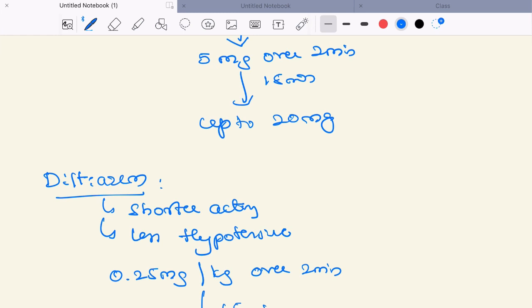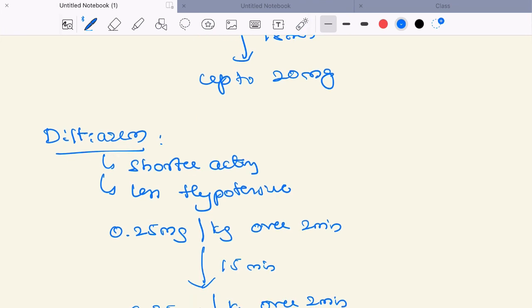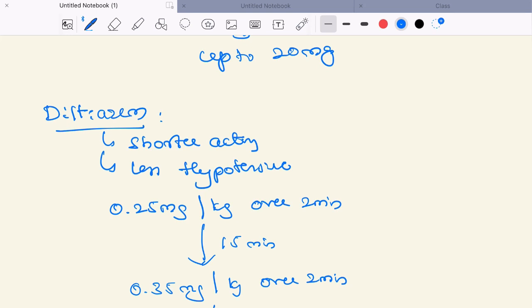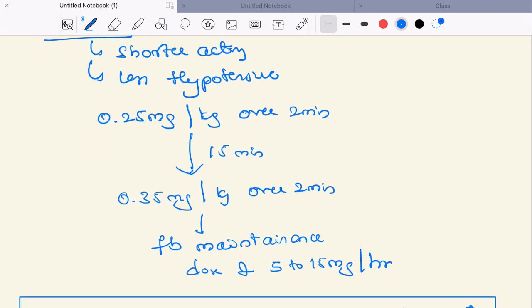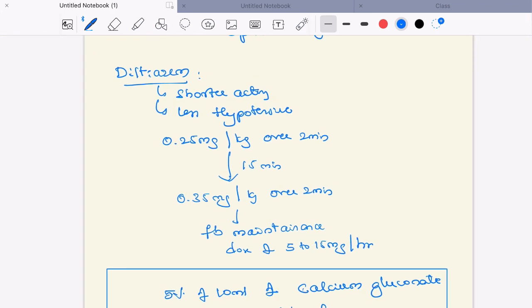Verapamil is a negative inotropic and hypotensive drug. So we can give diltiazem also, which is again a calcium channel blocker, but it is shorter acting and less hypotensive than verapamil. So 0.25 mg per kg over 2 minutes you have to give. After 15 minutes you can give 0.35 mg per kg, followed by a maintenance dose of 5 to 15 mg per hour.